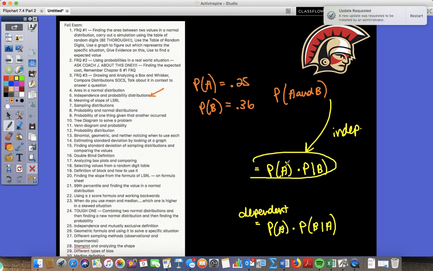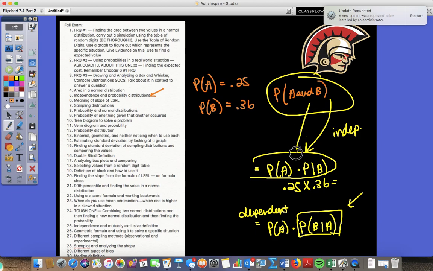So up above, if it was independent, we simply multiply them: 0.25 times 0.36. Down below, we would actually have to figure out the conditional probability when we're solving for that. But this is the definition of independence. Again, it is not on your formula sheet. You will need to know that, so just remember that as you're studying.